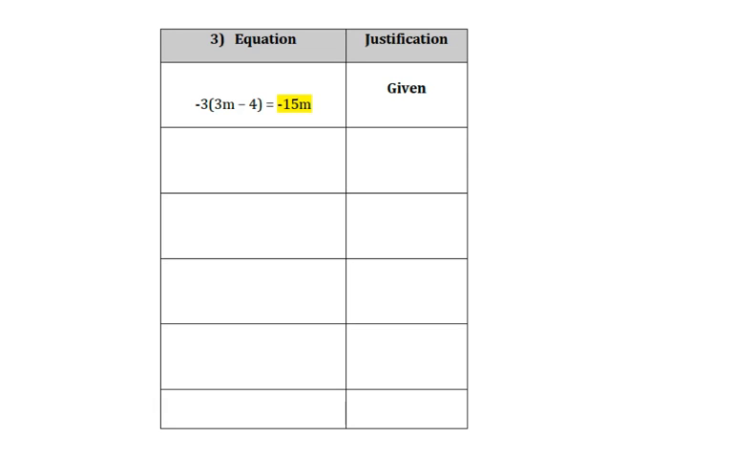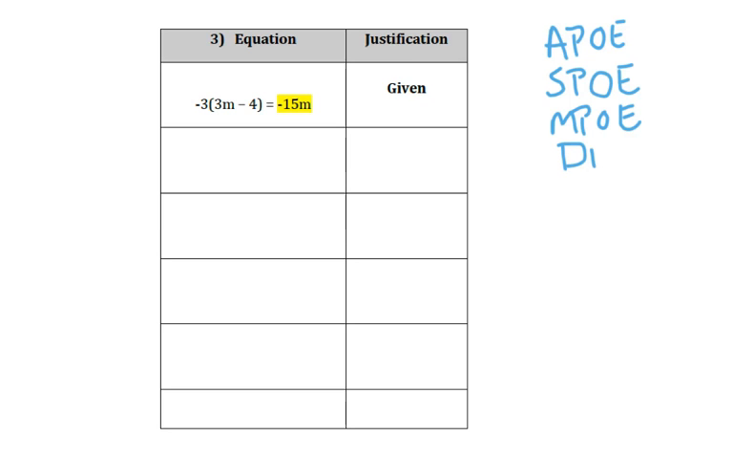So let's take a look at an example. And here we're going to justify. Quick reminder, our justifications: we have the addition property of equality, subtraction property of equality, the multiplication property of equality, and division property of equality. We also have substitution, which I'll abbreviate, and we have the distributive property, which I'll also abbreviate.